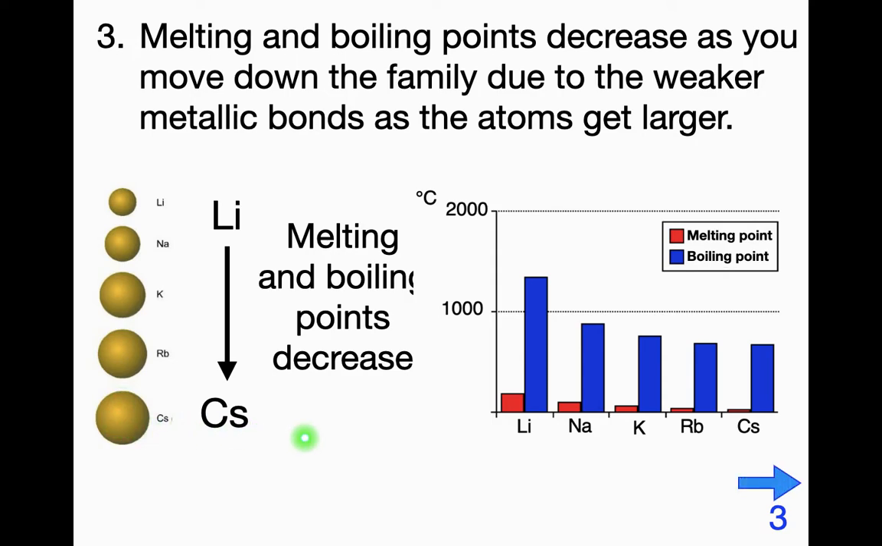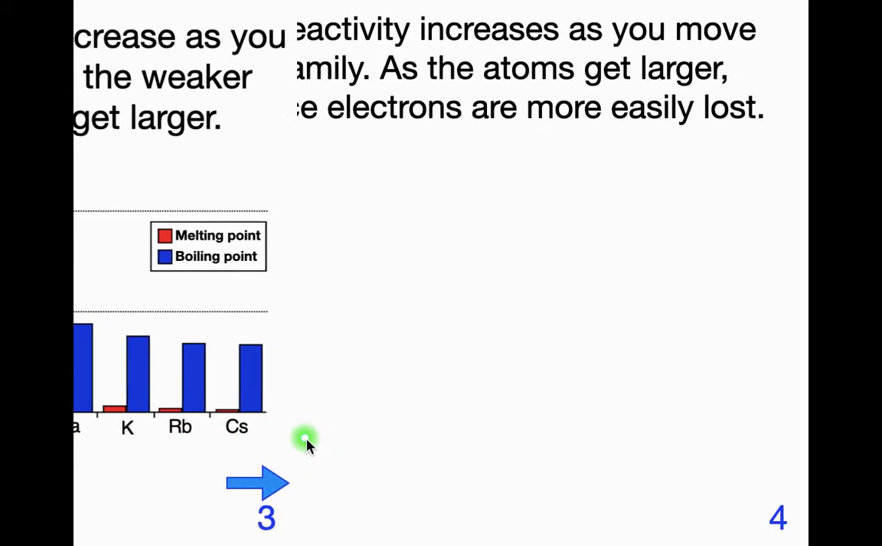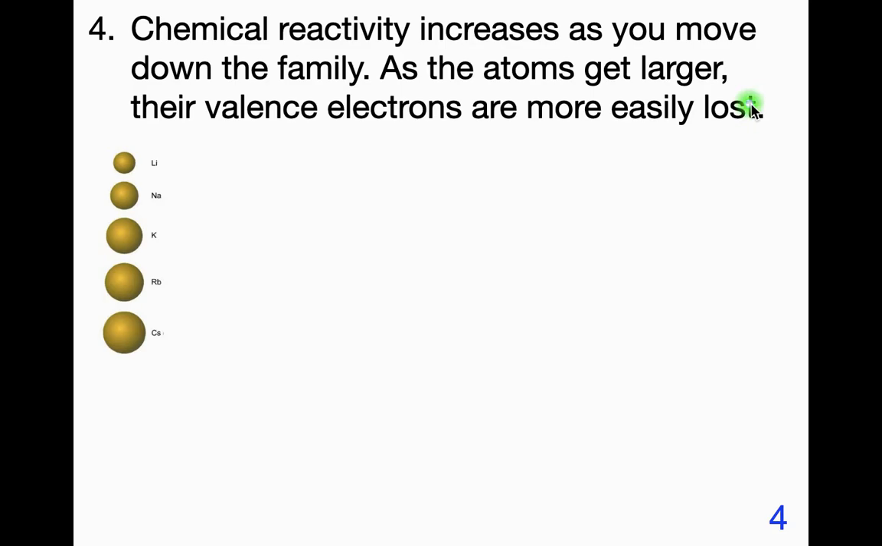Now that's going to be true for the alkali metals. When we get to the halogens, you'll see it's just the opposite. Chemical reactivity increases as you move down the family. Again, talking about the alkali metals.